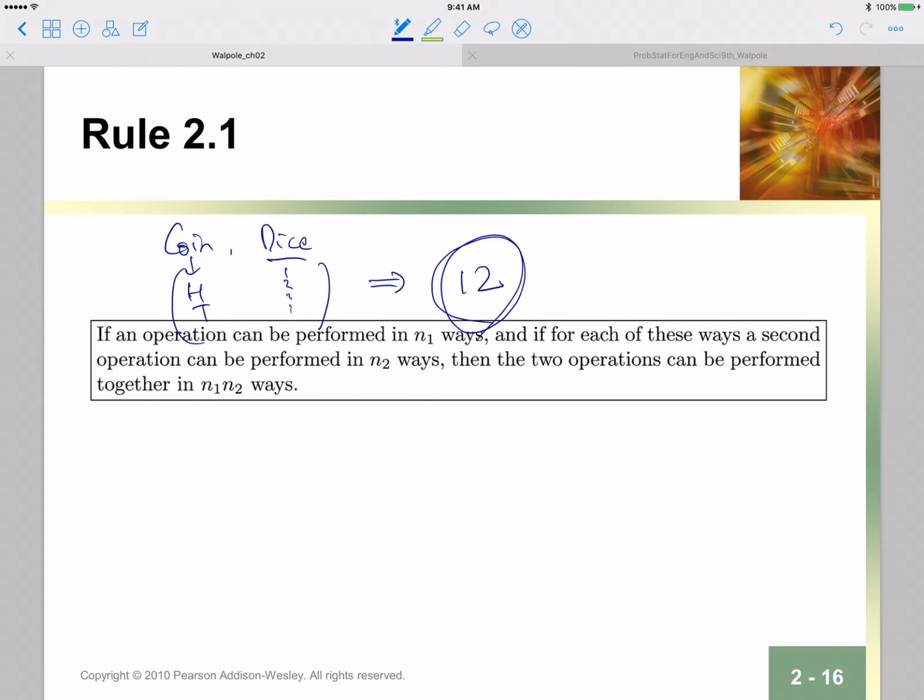So how can we calculate this number 12? It's just simply by multiplying all the different cases from one part and then the second part.